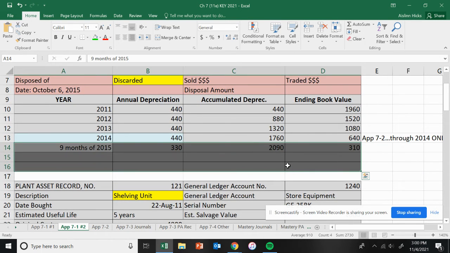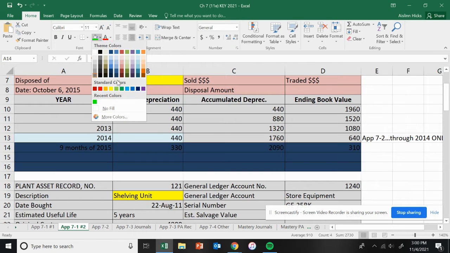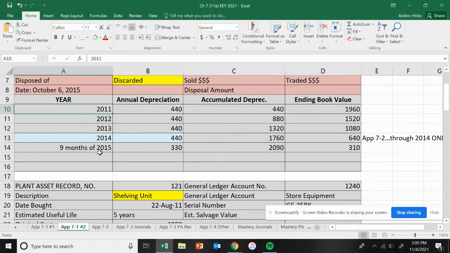And then we are ready to go ahead and put in how many months we used it in 2015. Since we got rid of it October 6th, we used it January through September. Okay, so it's 9 months. Okay, feel free to count it out in your head, but it's true. It's 9 months, all right? October is the 10th month. We did not use it all of October. So go ahead and put in 9 months of 2015.